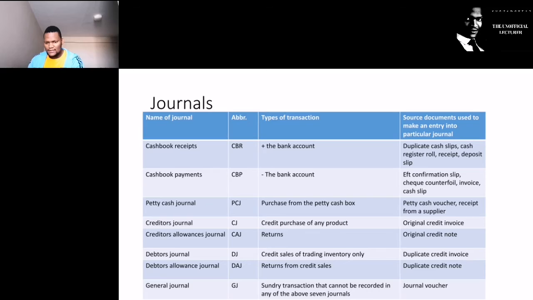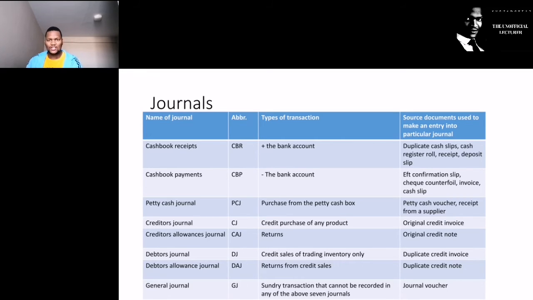We go to our last slide. Our last slide is on the 8 types of journals that we have. The first journal that we have is the cash book receipt, which is called the cash receipt journal.